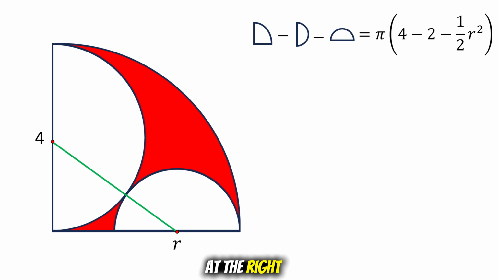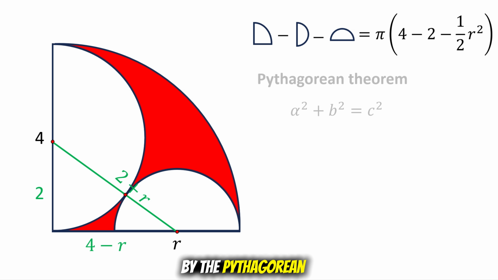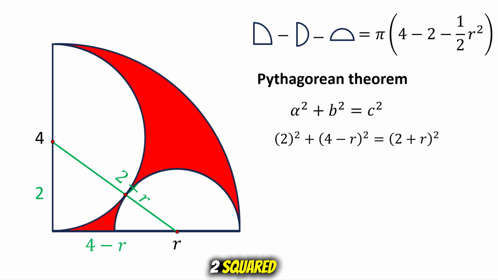Now, let's look at the right triangle that forms between the centers. One leg of the triangle is the radius of the small semicircle, which is 2. The other leg is the distance 4 minus r. And the hypotenuse is the sum of the two radii, which is 2 plus r. By the Pythagorean theorem, we know that 2 squared plus the square of 4 minus r equals the square of 2 plus r. Now we solve that equation.